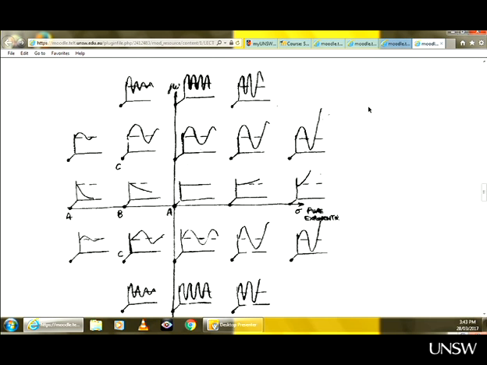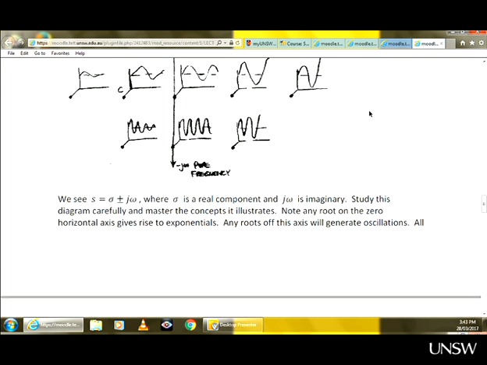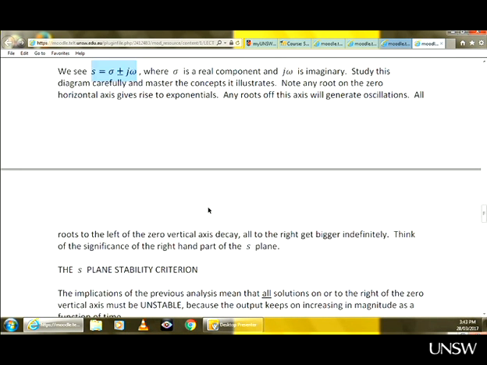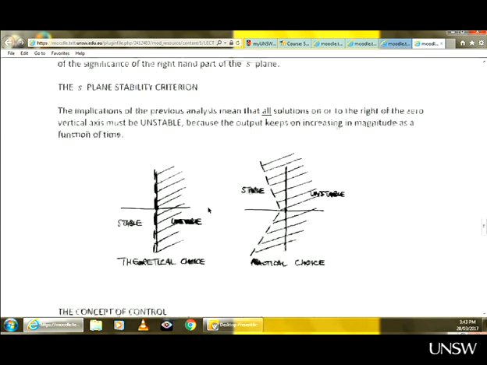So try to grasp this. Of course, a reminder, what s really is, it is a complex number. It is a complex variable. Okay. So here's what we said about stability. Stable on the left-hand side, unstable on the right-hand side.